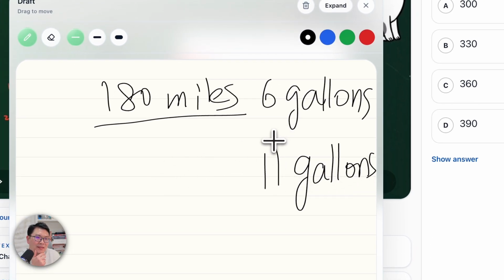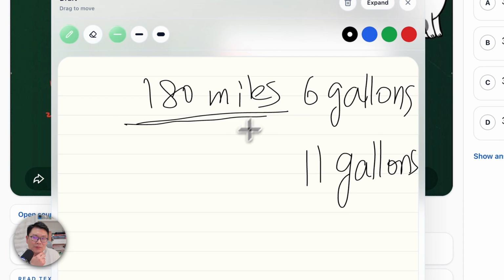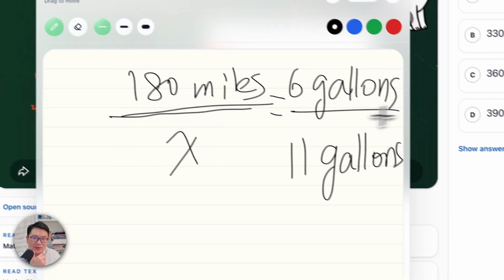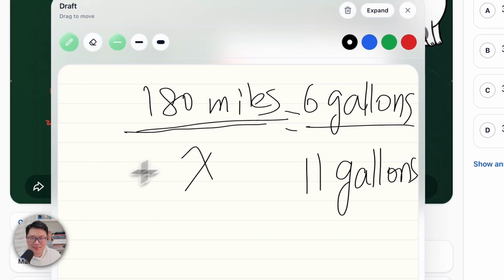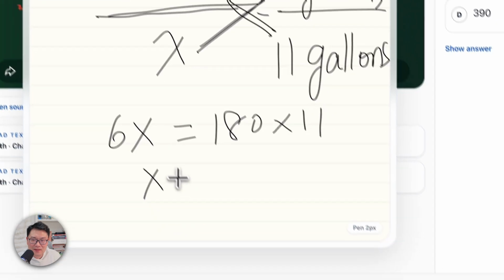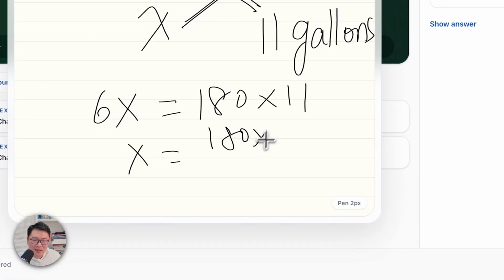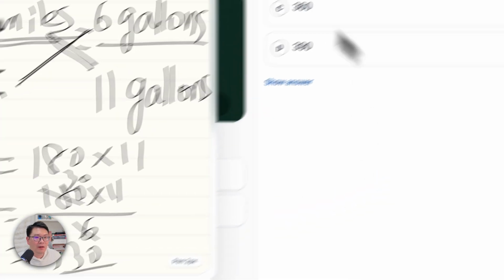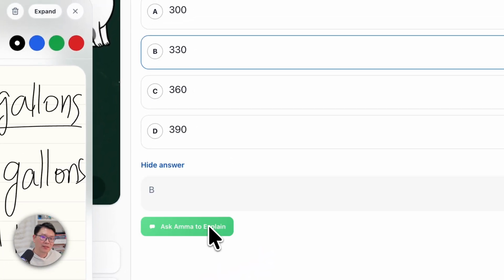So basically you can do an equation. You can travel X miles. So 180 over X is going to be equal to 6 over 11. This is the ratio function. And then you can solve the function by double cross. So by doing the double cross technique, 6X is going to be equal to 180 times 11. And then X is going to be equal to 180 times 11 divided by 6. And this thing is going to be 330 miles. So the answer is B. Great, so we get the thing.